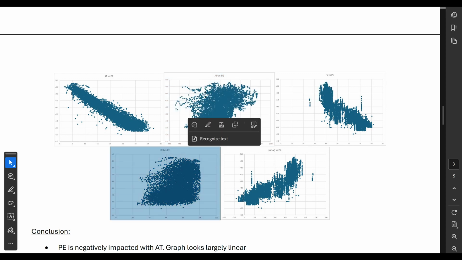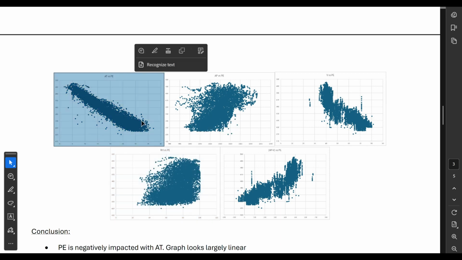I do not see any defined correlation, like very strong conclusion that I can derive out of it. However, for the first one, AT versus PE, there's clearly a very strong negative correlation. V versus PE also, I can definitely say there's some sort of a negative correlation happening here. It's not exactly very clear if it's linear or there's some non-linearity in it.